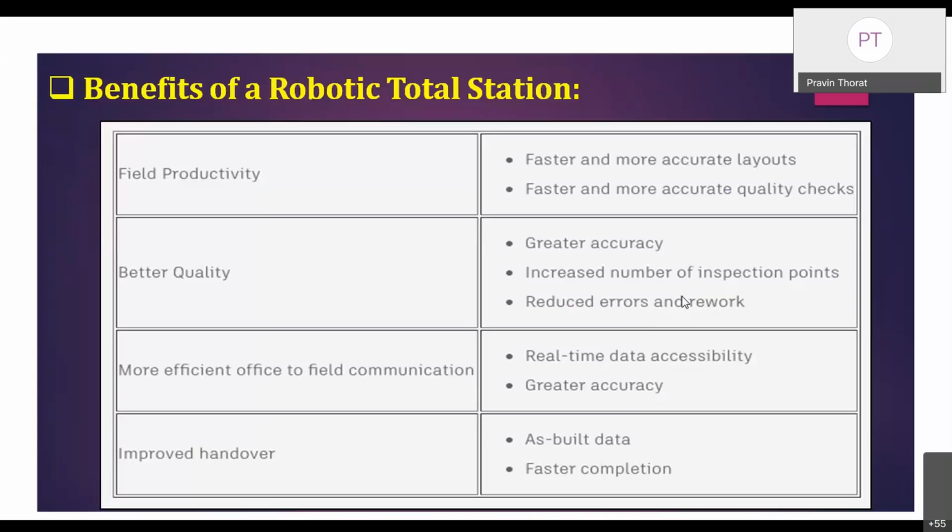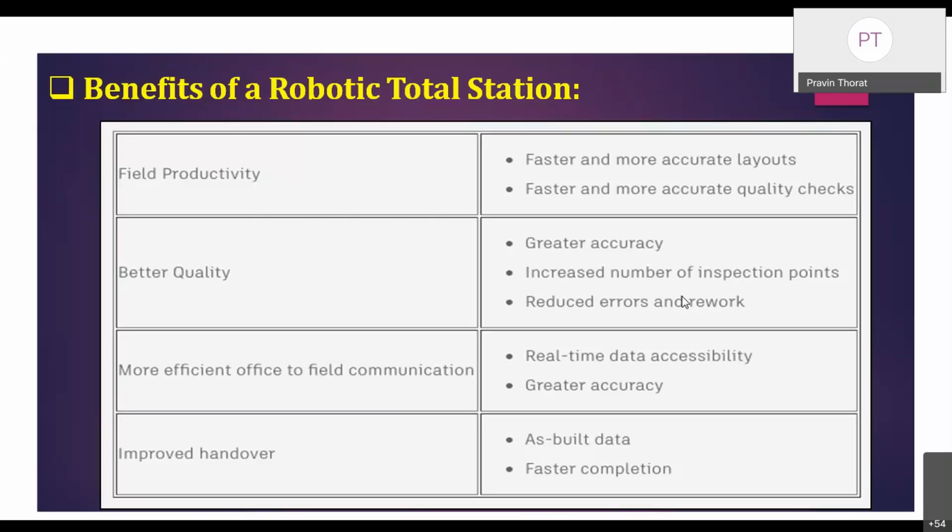Number 1, field productivity. Before doing any type of survey work, we have to achieve productivity. This is a benefit of the robotic total station. Field productivity means faster and more accurate layouts. While using the robotic total station, we can do a very accurate layout, and the time required is very little. Also faster and more accurate quality checks. The checks are provided very accurately by using the robotic total station, so the quality of work is very good.